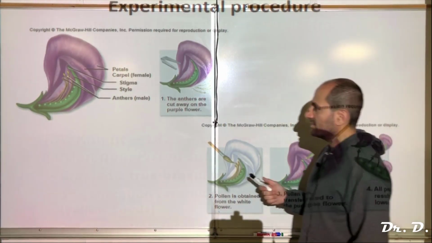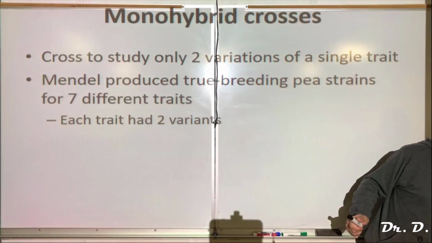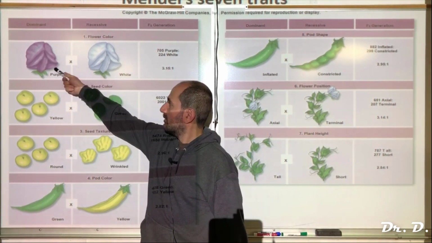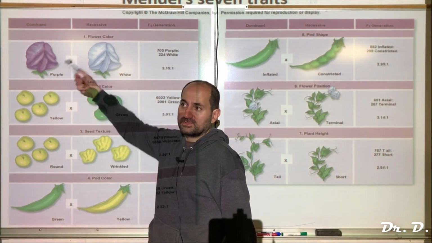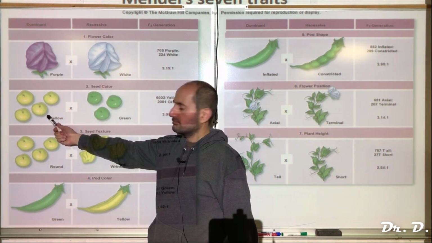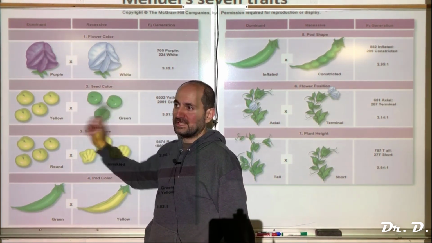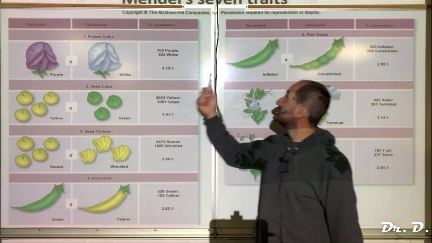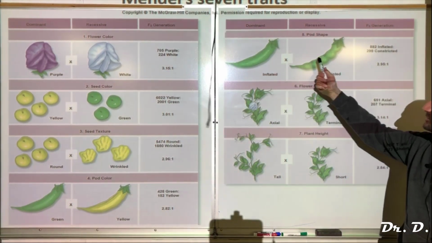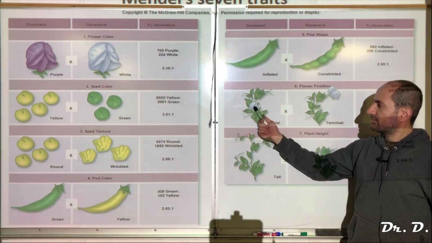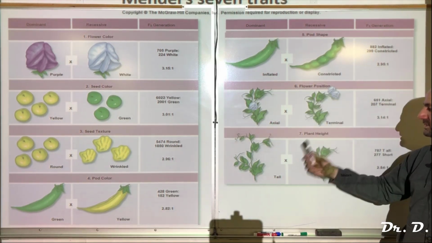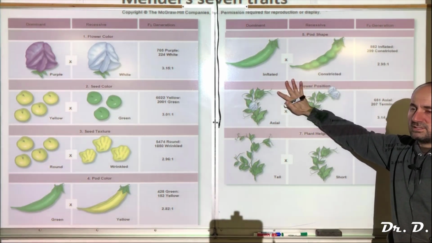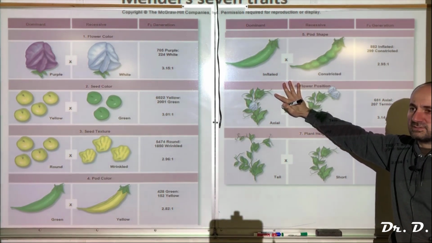So these pea plants come in a huge variety. You can get pea plants with purple flowers, white flowers, you could study white versus purple trait. Yellow peas versus green peas, that's another trait you could study. Round peas versus wrinkly peas, green pods versus yellow pods, inflated pods versus constricted pods, flower positioning in the middle versus the end, and tall plants versus short plants. So pea plants are great to study because you can get all this variety to study heredity.